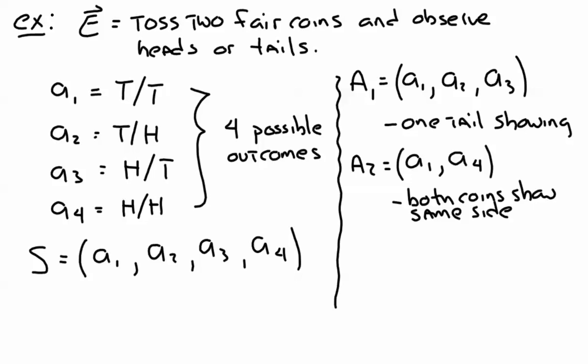We might have an event, A3, that's just a single outcome. Two heads up. I'm sorry, yeah, two heads up. Outcome A4 is two heads up. And we might have a fourth event that's nothing. That's the way we would represent the empty space. I toss two coins, and they both vanish into thin air, and nothing results. Of course, we know that's absolutely impossible. All right.